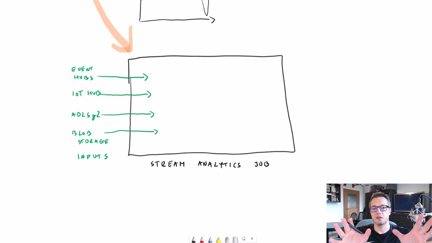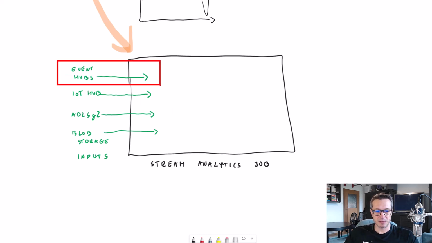All right, so inputs will define where the data is coming from that we want to analyze. In our case, we would use just Event Hubs, the one that we've been using previously, to which we will send data from this event generator. All right, so that's one thing of the job.